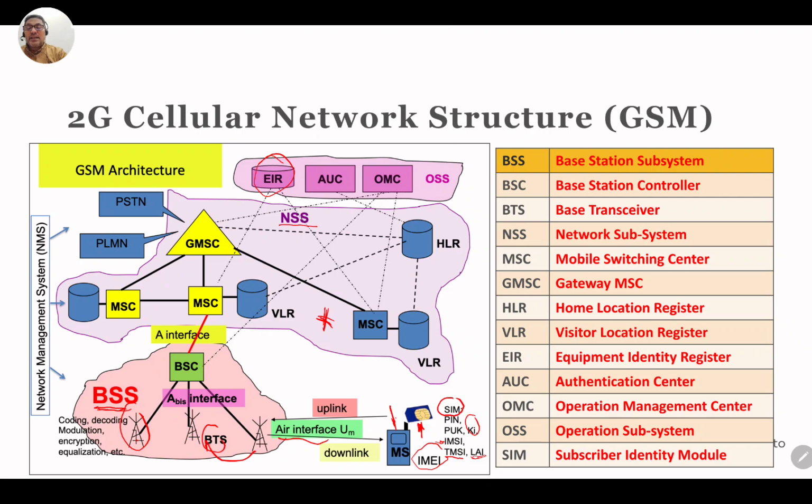So this is the base station subsystem, which takes care of delivering the message from the mobile phone over the air interface and taking it to the core network. The core network takes it through this interface, which is called the A interface. It can be over fiber optic, for example, or over a microwave link or whatever.